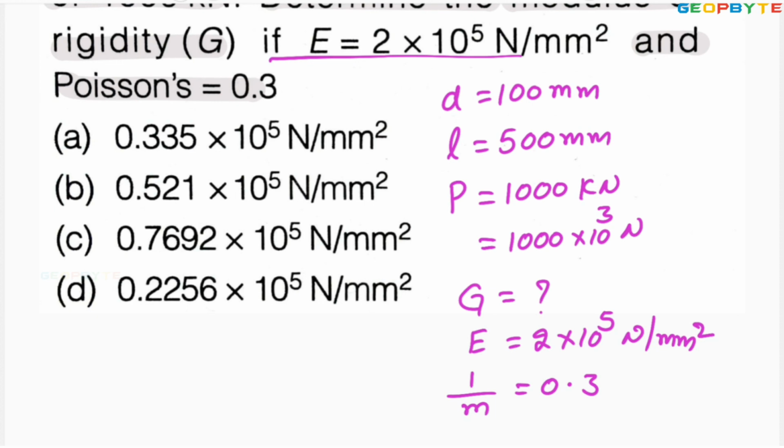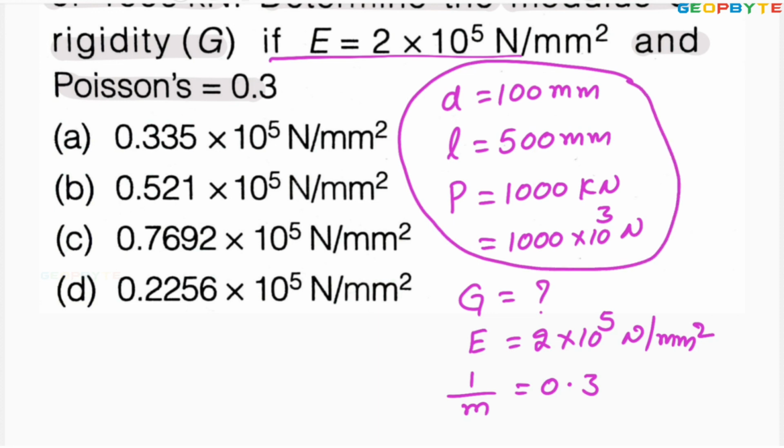My dear friends, for this particular problem, this entire data comes under extra data or superfluous data. This data need not be used for finding the shear modulus. It means it is not compulsory to use all the data given in the problem to get the solution. Sometimes extra data, called superfluous data, will be given in the problem that you need not take to get the solution.